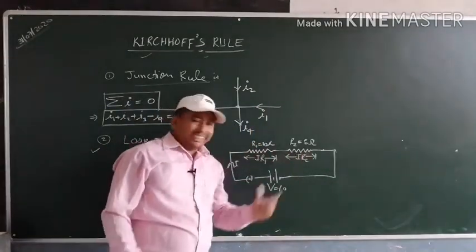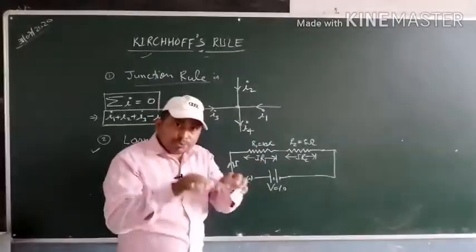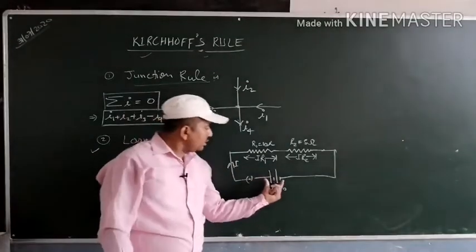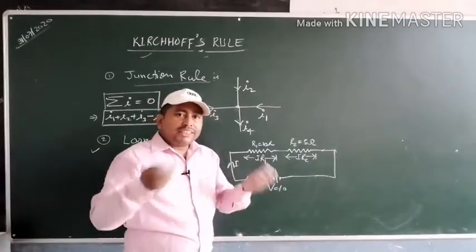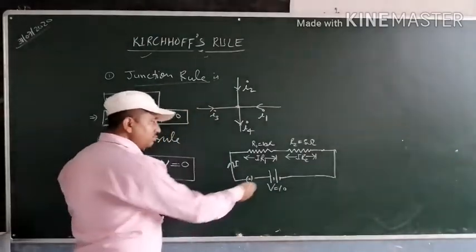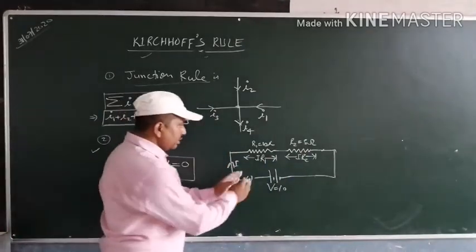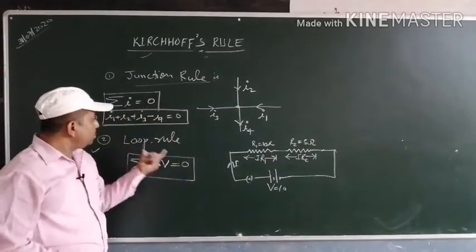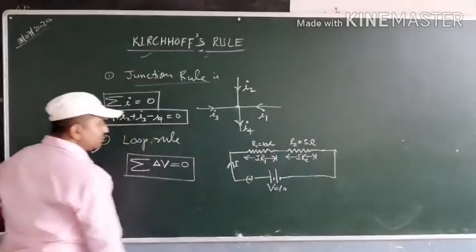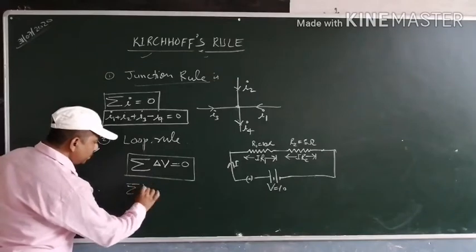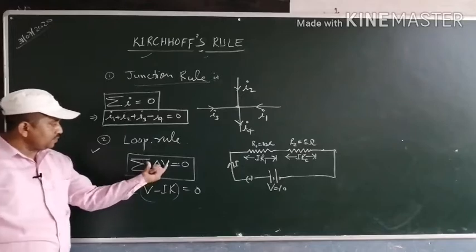Both resistances must be assumed to be sinks, which drop the potential, and the battery or cell is considered as the source of the potential that provides the energy for the running of the current. So, if we write the loop rule for this loop, we get sigma of V minus IR is equal to 0. This is the second form of this rule.